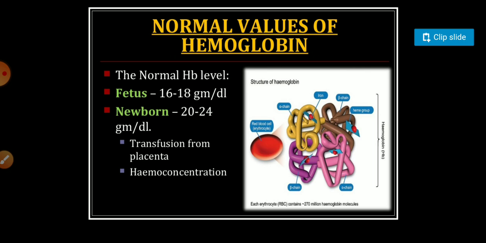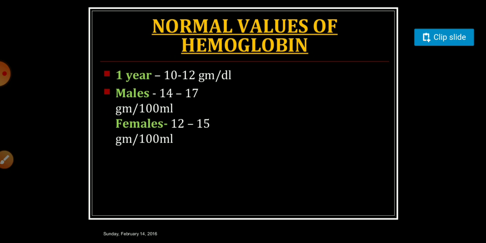So the normal value of the hemoglobin for a fetus is 16 to 18 gram per dl, and for a newborn it is 28 to 24 gram per dl, and the transfusion from the placenta. So this is the structure of the hemoglobin in our blood. And for a 1 year baby, it is 10 to 12 gram per dl, and for males it is 14 to 17 gram per 100 ml, and for females it is 12 to 15 gram per 100 ml.